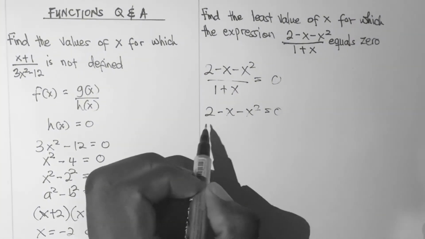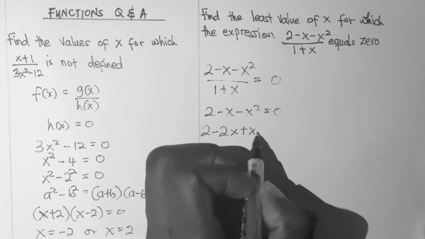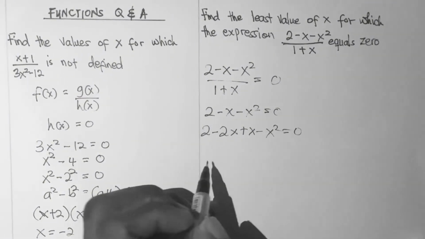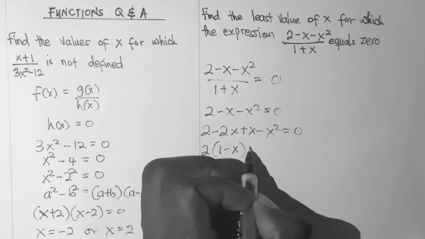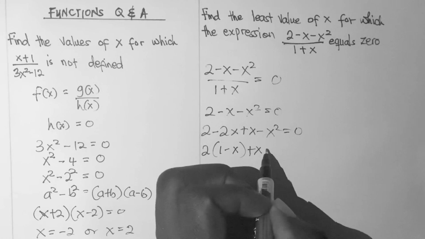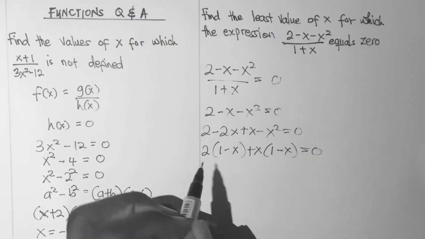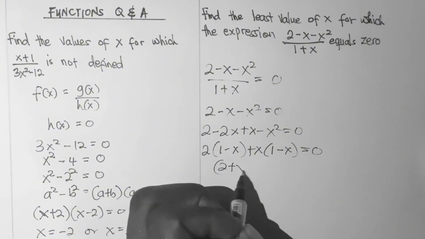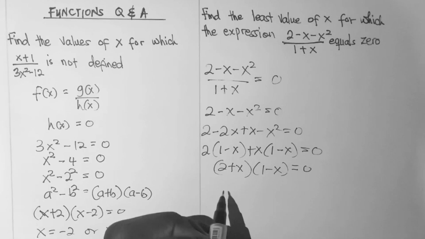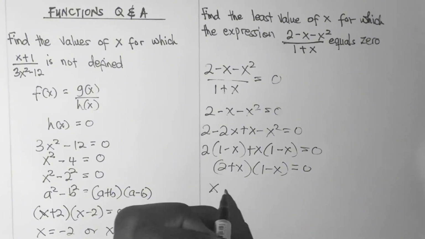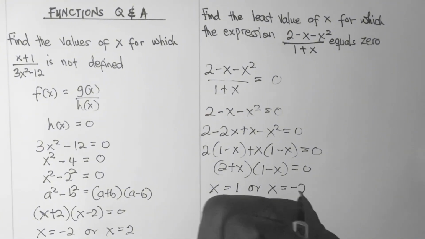So those numbers are minus 2 and 1. So this becomes 2 minus 2x plus x minus x squared equals 0. With this, we can factorize 2 out. We are left with 1 minus x. Then plus, with this, we can factorize x out. We are left with 1 minus x equals 0. So in one bracket, 2 plus x, times another bracket, 1 minus x, equals 0. So now, the values of x are x equals 1 or x equals minus 2.